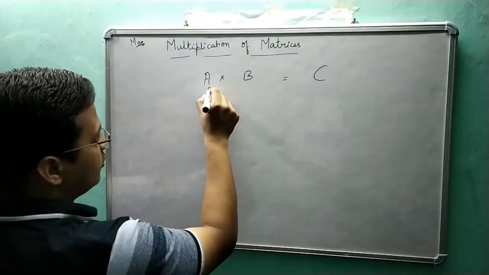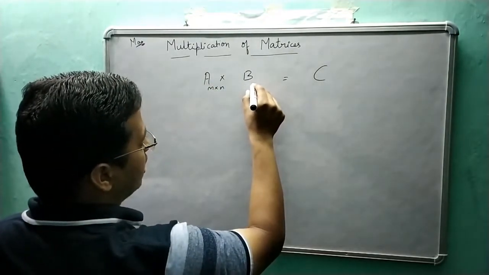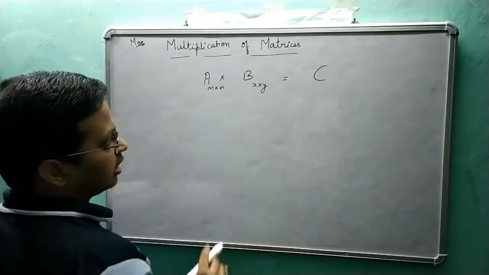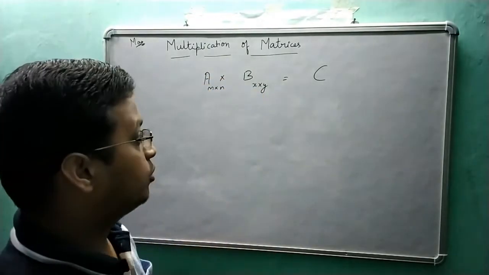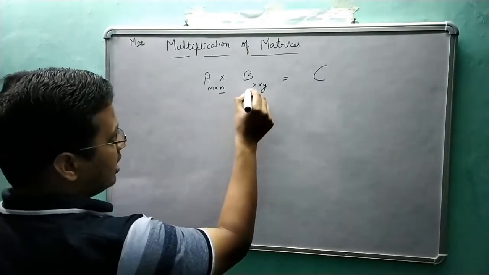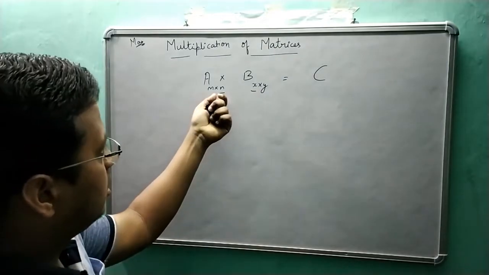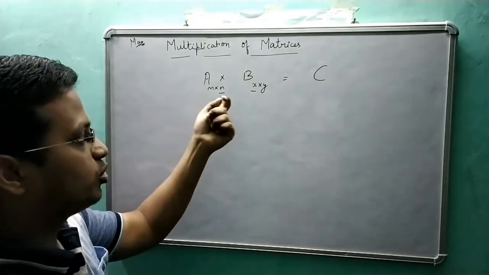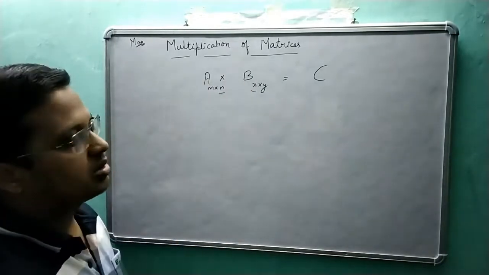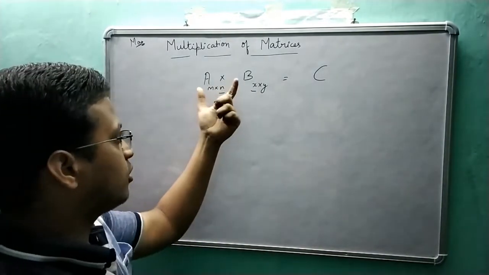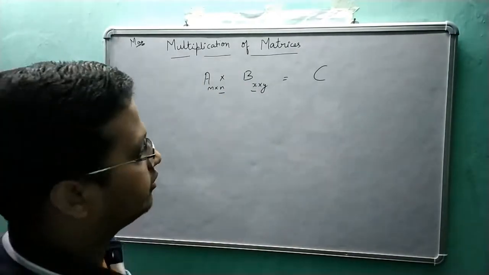If A is of order m cross n and B is of order x cross y, then we can multiply A and B if and only if n and x are same. That is, the number of columns of A should be equal to the number of rows of B. Then only two matrices can be multiplied. If n and x are not same, multiplication is not defined.